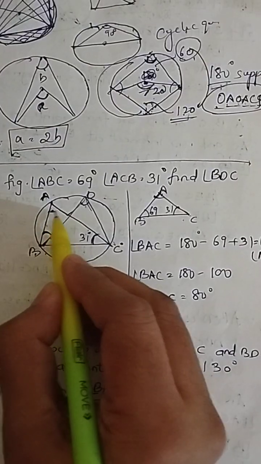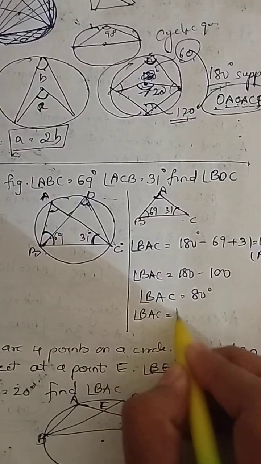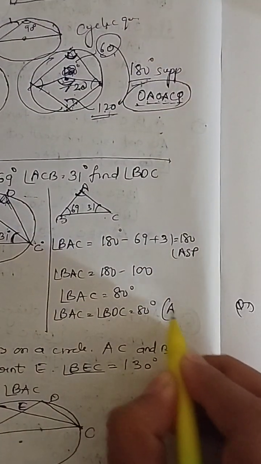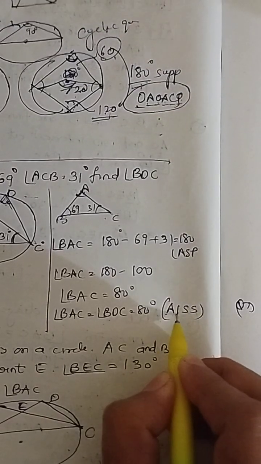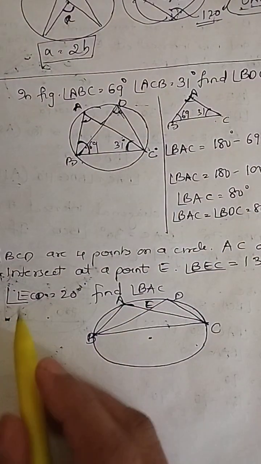Now this angle we know, but they have asked you to find BDC. So angle BAC is equal to angle BDC is equal to 80 degrees. Give the appropriate reason: angles in the same segment. Okay, coming to the next question.